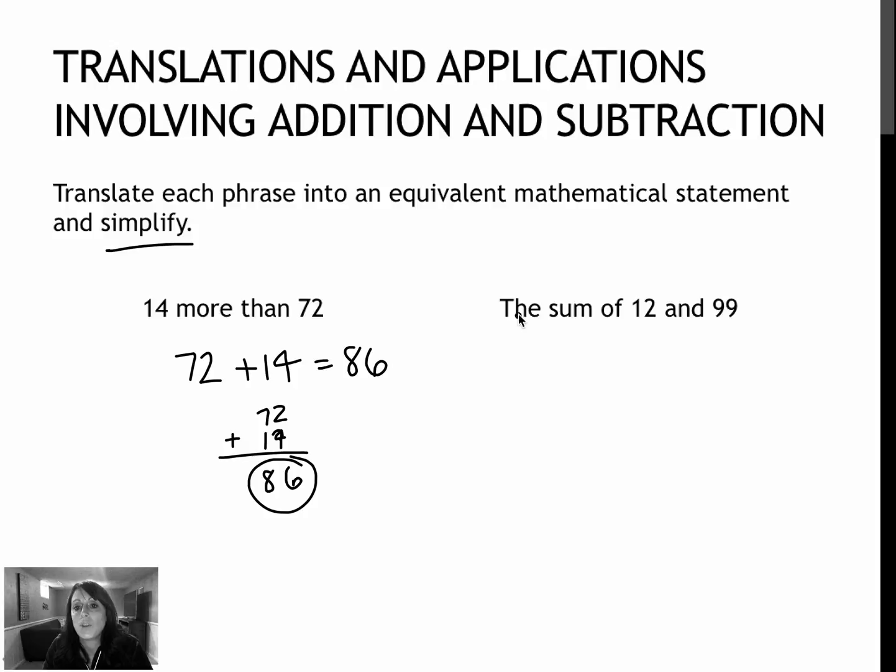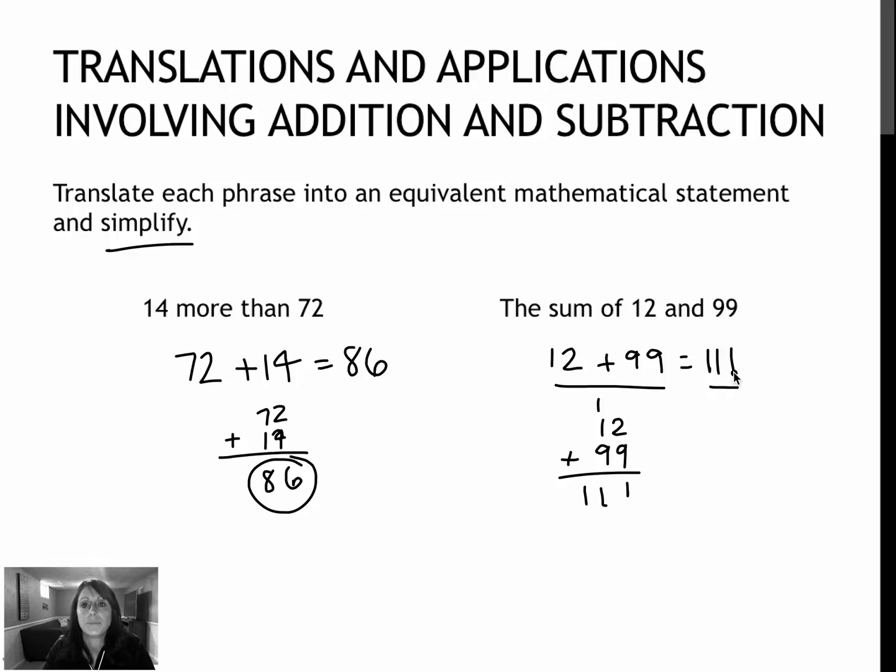On my second example, the sum of 12 and 99, so 12 plus 99 is the statement. To add them together, I would stack them and add the appropriate columns. 2 plus 9 is 11, so I'm going to carry the 1. 1 plus 1 plus 9 is also 11. And on this one, I don't have to carry the 1 because there's no other values here, so I'm just going to write 11. And so my answer is 111. So the expression and the result.